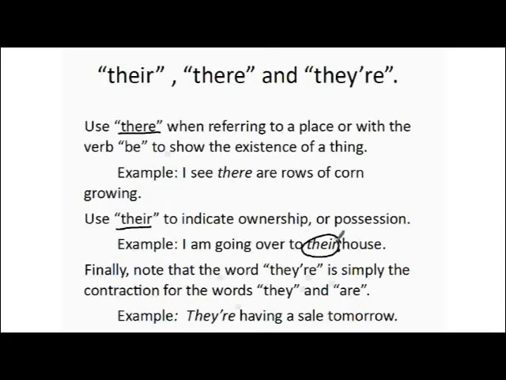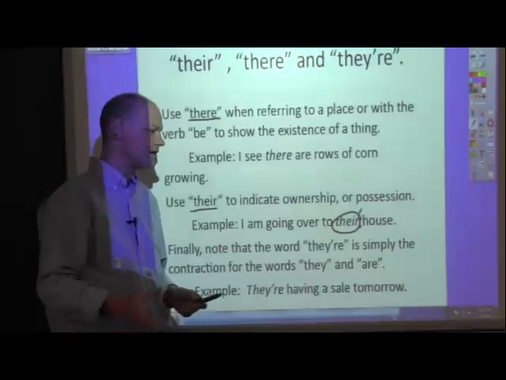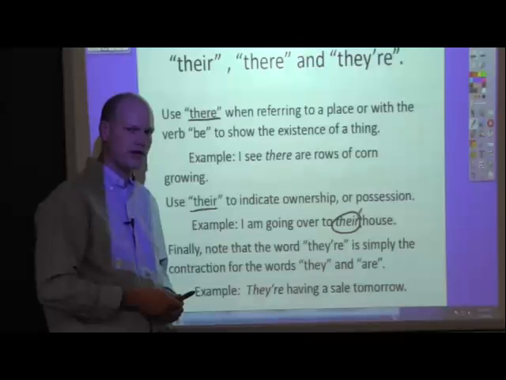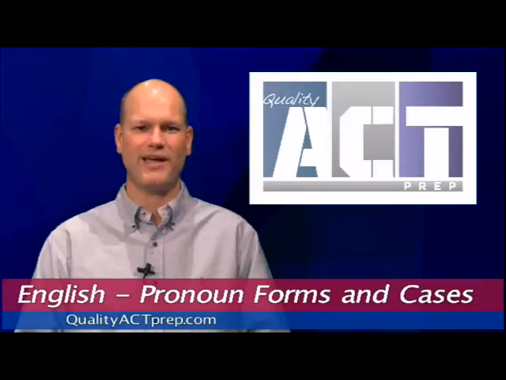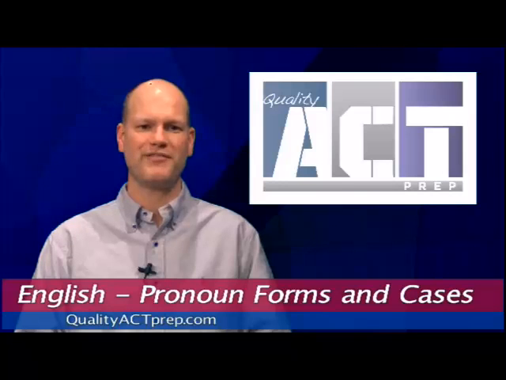And then finally, you want to note that the word they're is a contraction for T-H-E-Y apostrophe R-E. Always when you see that apostrophe, stretch it out, say it as two words, and that'll help you determine whether or not it's going to make sense. Looking over pronoun forms and cases will help you make the right choice on the ACT English exam. And there's bound to be a few questions where you have to choose the correct form. Refer to the written portion of the website for more examples.